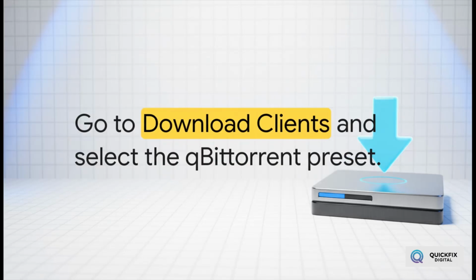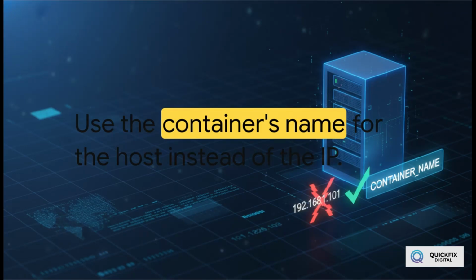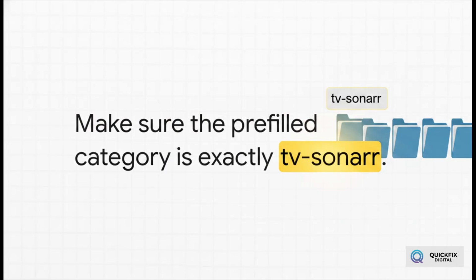Step 3 is linking qBittorrent. Head to Download Clients in Sonarr and select the qBittorrent presets. The crucial point here is to use your container's name for the host, not the IP address. Also, ensure the category is set exactly to TV Sonarr to keep all your downloads perfectly organized.